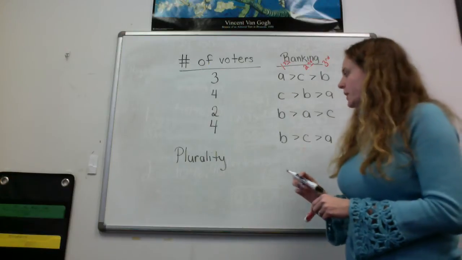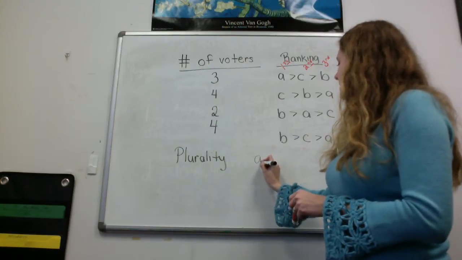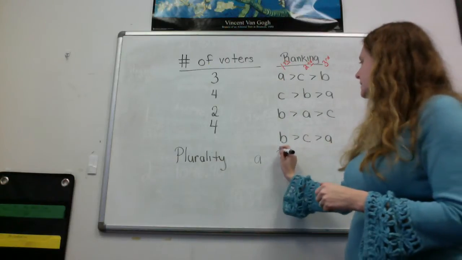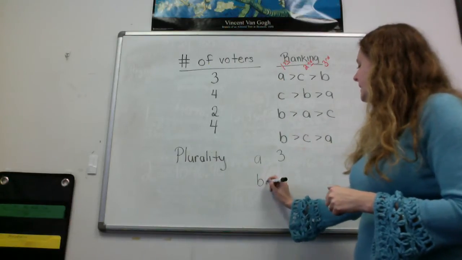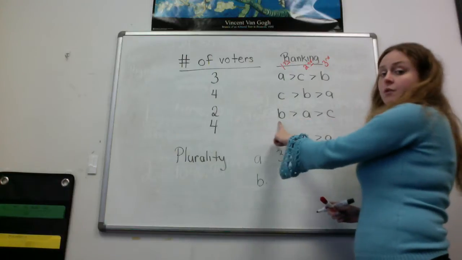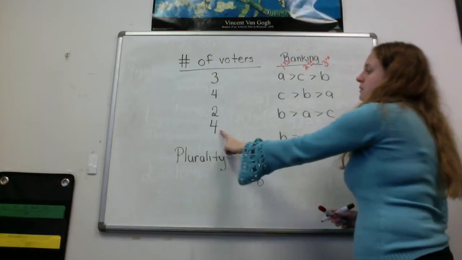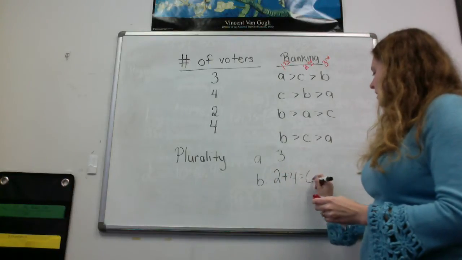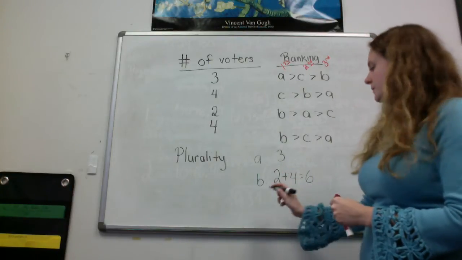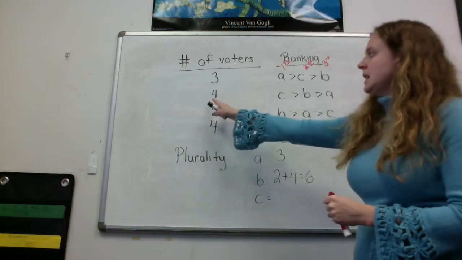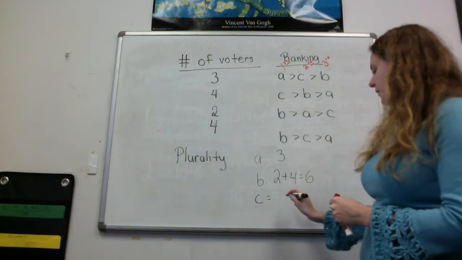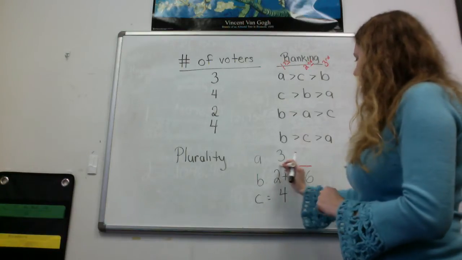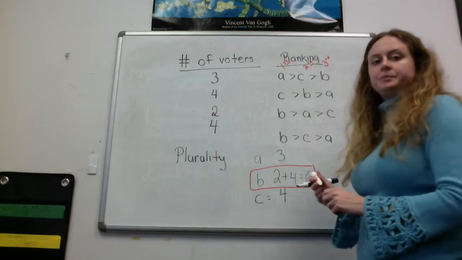So who did you want to win the most? So A had these 3 votes in first place. B had these 2 votes that want to be in first place, as well as these 4 votes, for a total of 6 first place votes. C had 4 voters who wanted them in first place. So B would win with plurality.